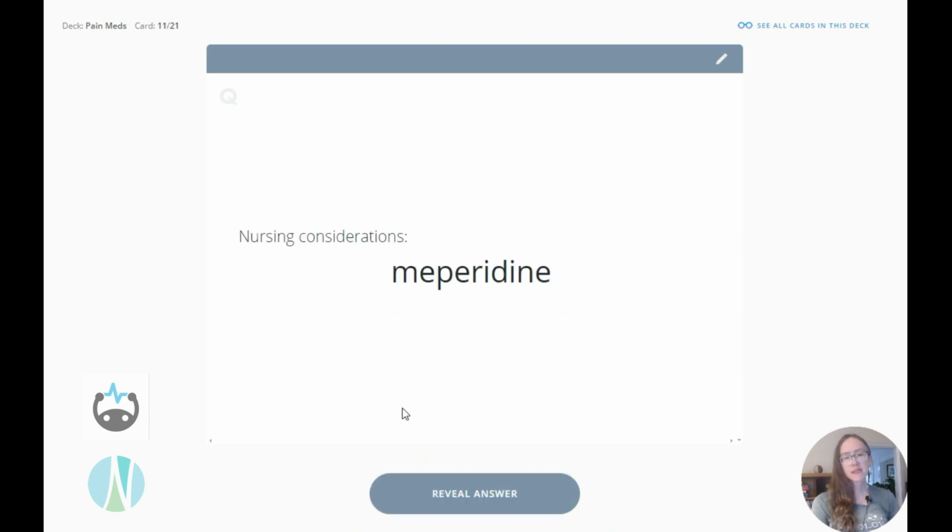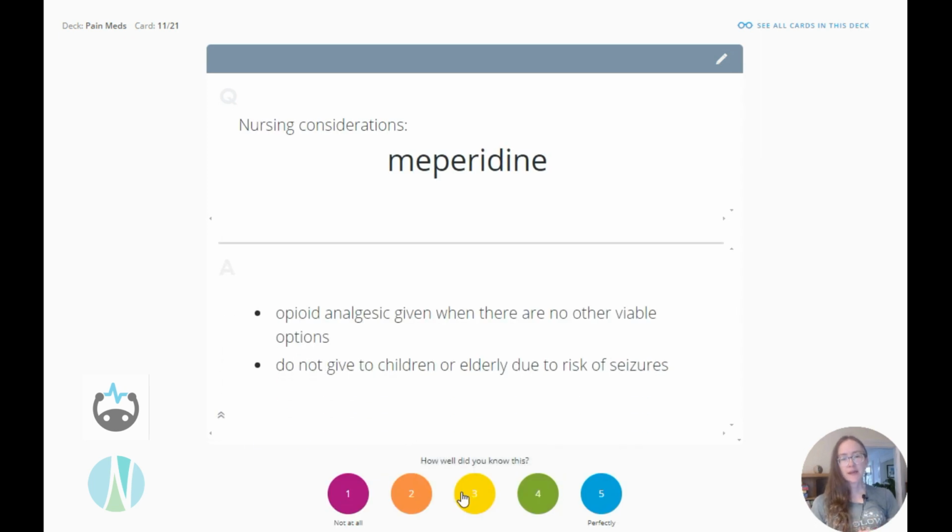Well, what are some nursing considerations specifically for meperidine? And that's kind of the last resort opioid when there's no other viable options, but you definitely do not want to give these meds to children or the elderly because there is this higher risk of seizures in these individuals.